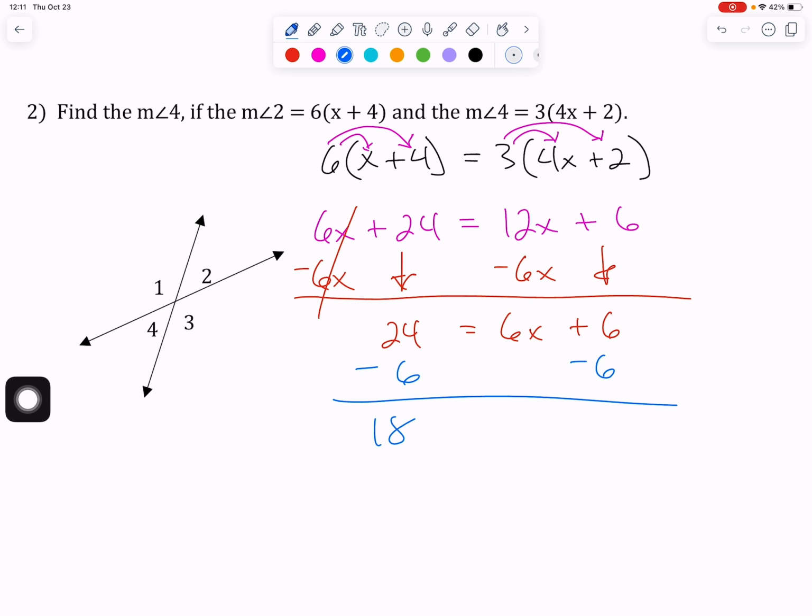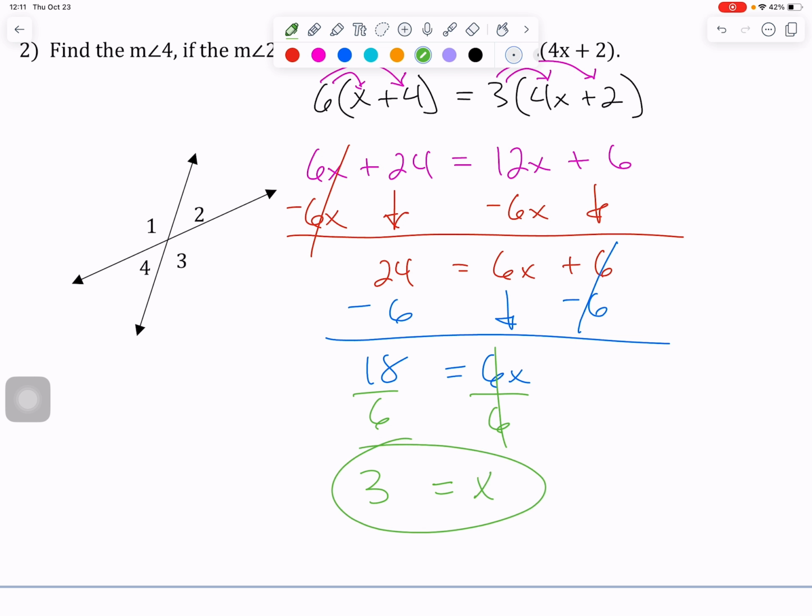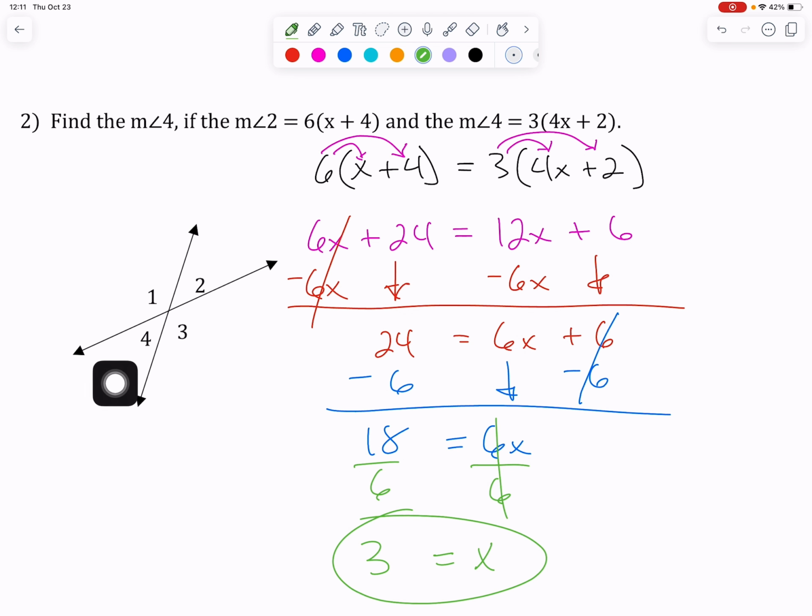24 minus 6 is 18. Bring down the equals. Bring down your 6x, 6 minus 6. Get rid of it. We will divide each side by the coefficient of x. 18 divided by 6 is 3. 6 divided by 6 is simply just 1. Bring down your x. Now, since these are vertical angles, you can plug into either of these two. So it wants to solve for 4, but I also know I can plug in for 2. So I'm actually going to do that just to prove that.